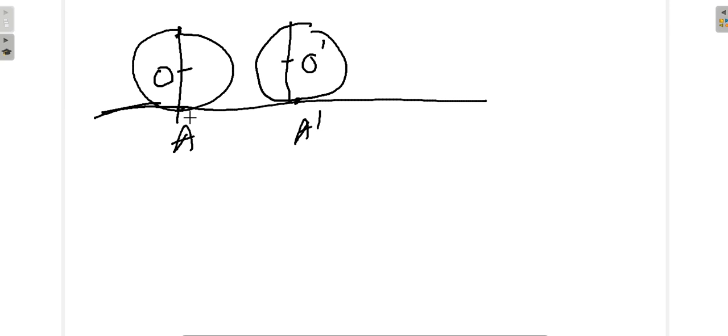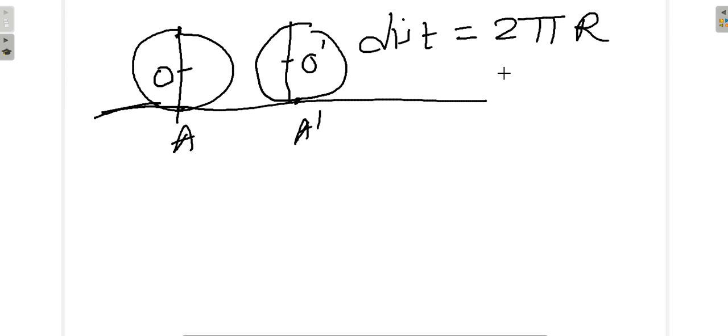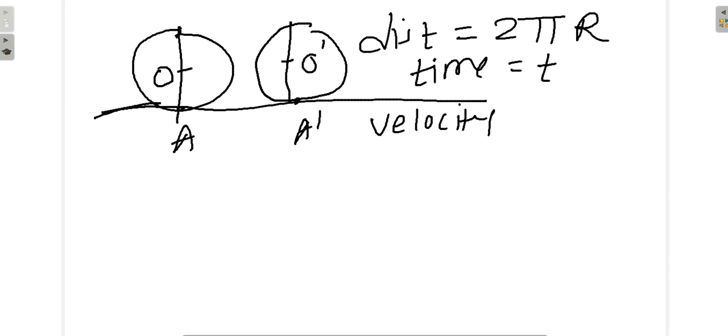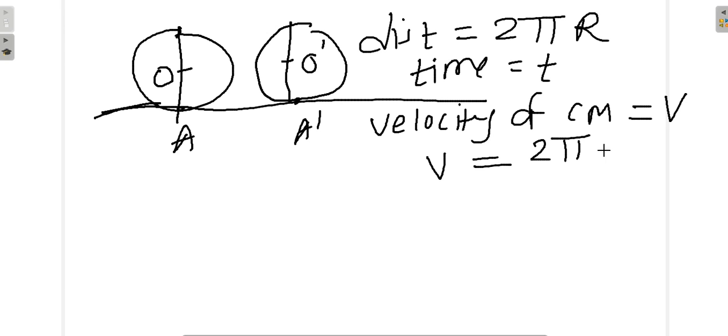So how much distance is covered from A to A dash in one rotation? The distance covered is 2 pi r, obviously, which is the circumference of the circle. And say it takes time t, and let the velocity of center of mass be v. Then you know speed is distance upon time, so the linear distance upon time is v.